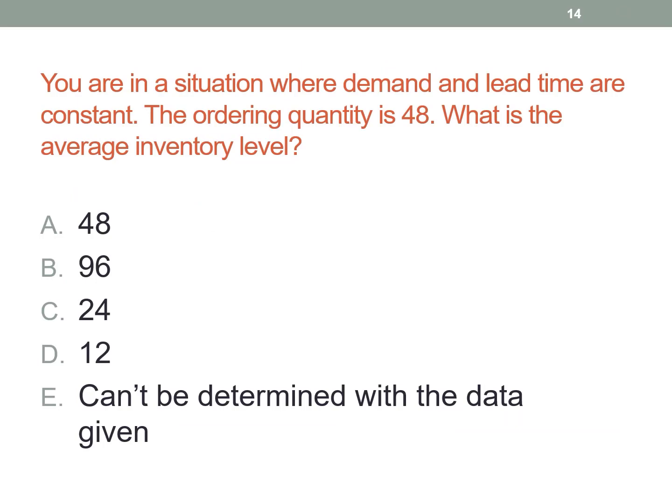Okay, so let's do a self-test. The answer is given in the notes section of this slide. So if you download the slides, you can view the notes for the slide, which gives you the correct answer. I encourage you to take a few moments to read the question and answer it, and then check your answer to see if you are with me. The question is, you're in a situation where demand and lead time are both constant. The ordering quantity, which is Q, is 48. What is the average inventory level?